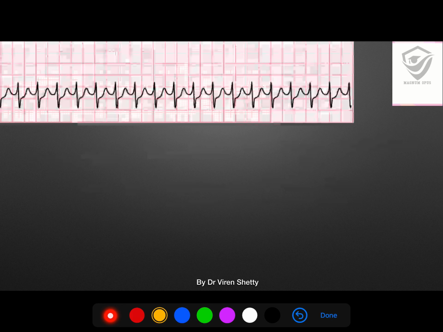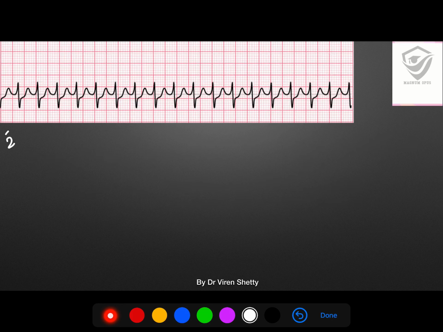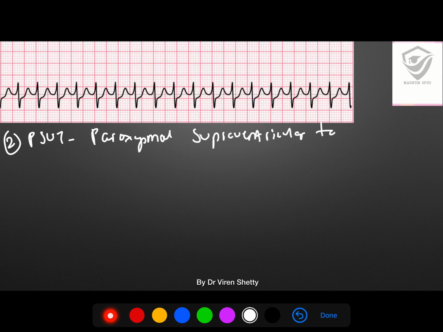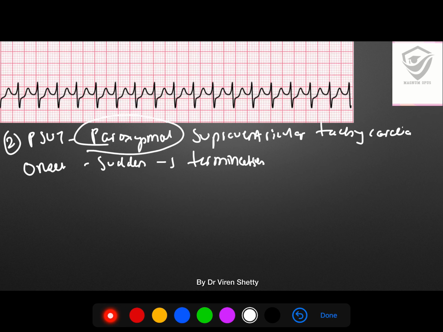Then we'll talk regarding something that is called PSVT, known as paroxysmal supraventricular tachycardia. So here the onset is sudden, and the termination is also sudden. That's why the name paroxysmal is given.